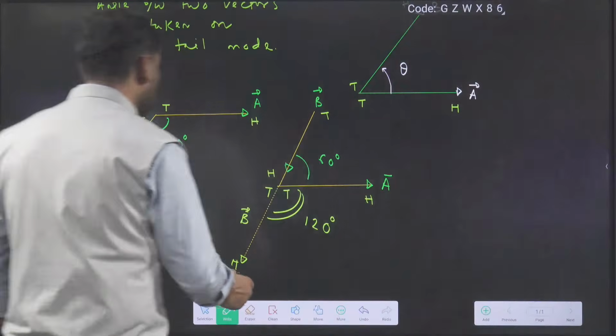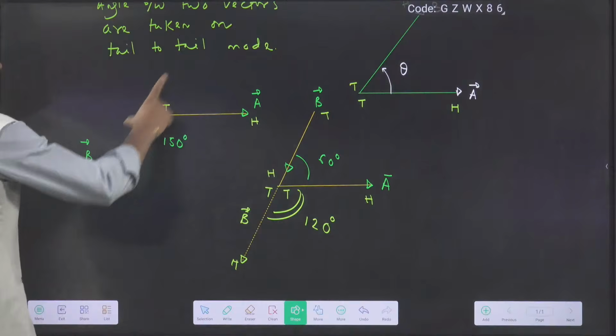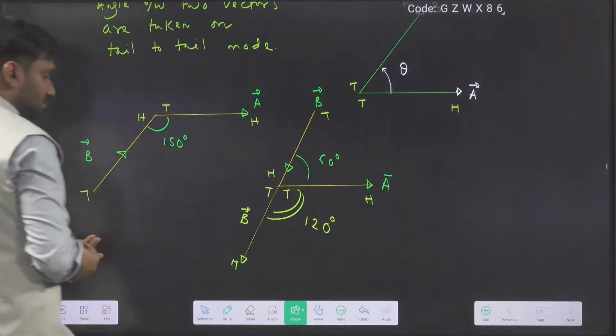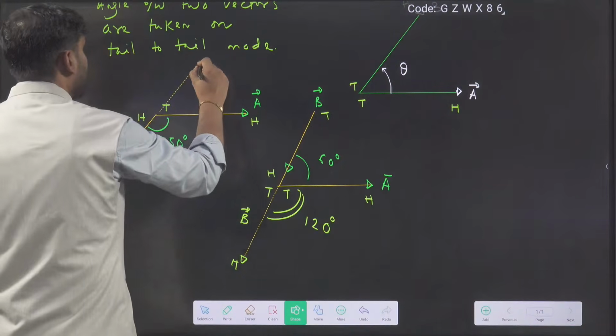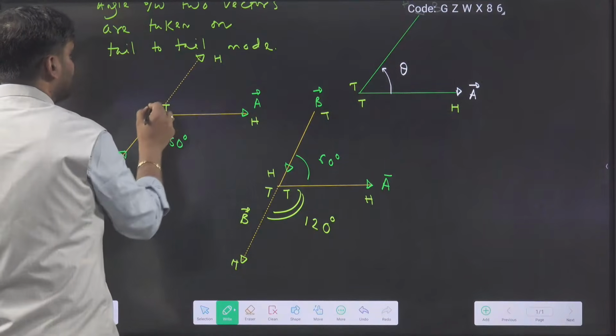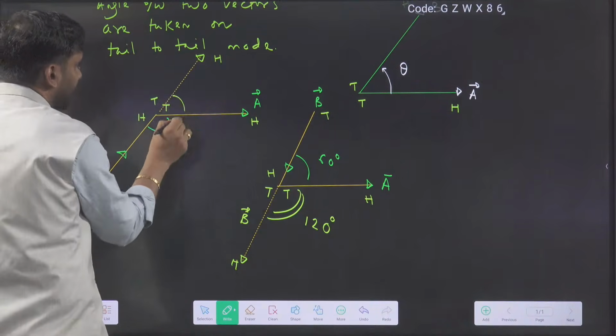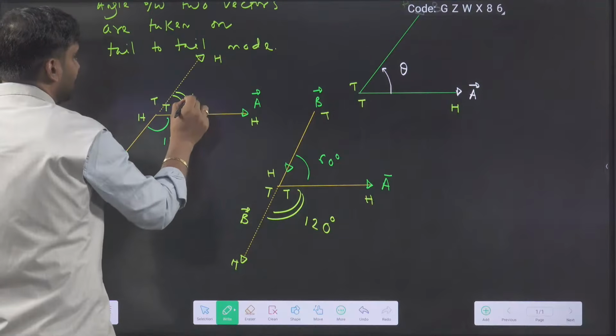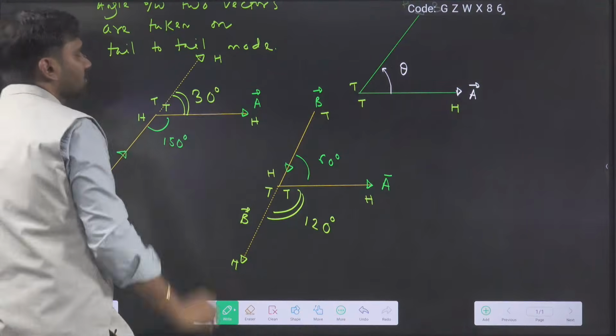So for that, what we will do? We will shift this vector. This vector ko shift kar do. Ye ho gaya shifted. Now the vector is shifted. So here is the head of B vector, here is the tail of B vector. Tail to tail is this angle, 180 minus 50. So this angle is equal to 30 degree.